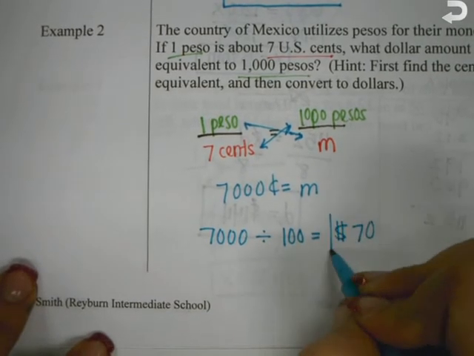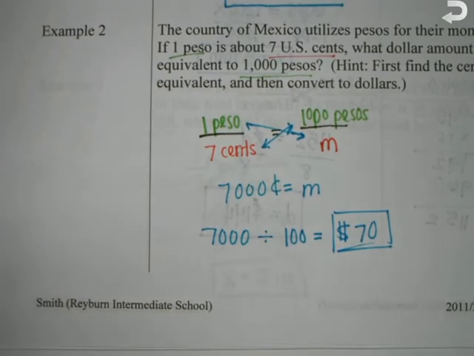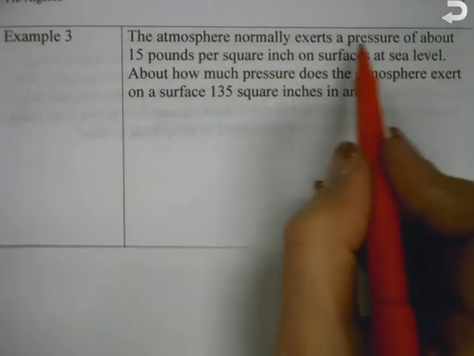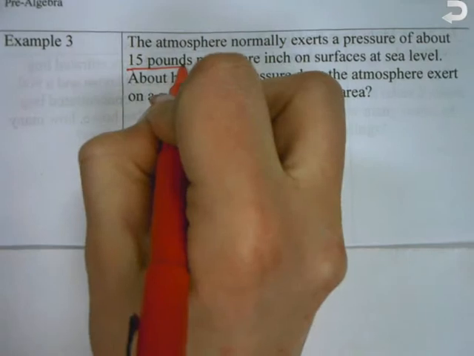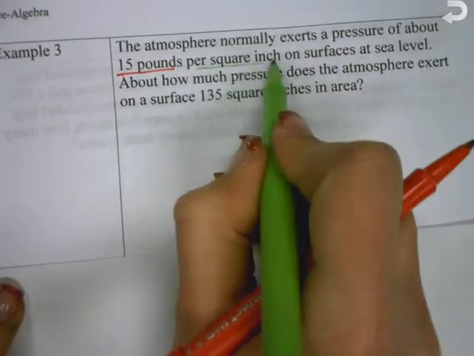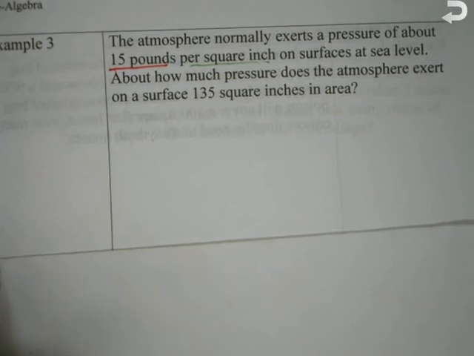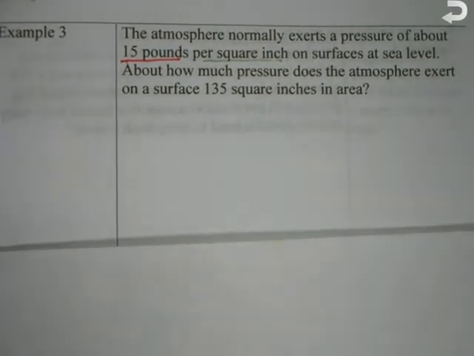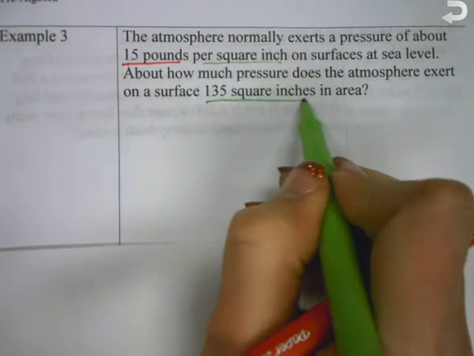Okay, example 3. The atmosphere normally exerts a pressure of about 15 pounds per square inch on surfaces at sea level. About how much pressure does the atmosphere exert on a surface of 135 square inches in area? Okay, so the first thing we have to do is we want to set up a proportion.